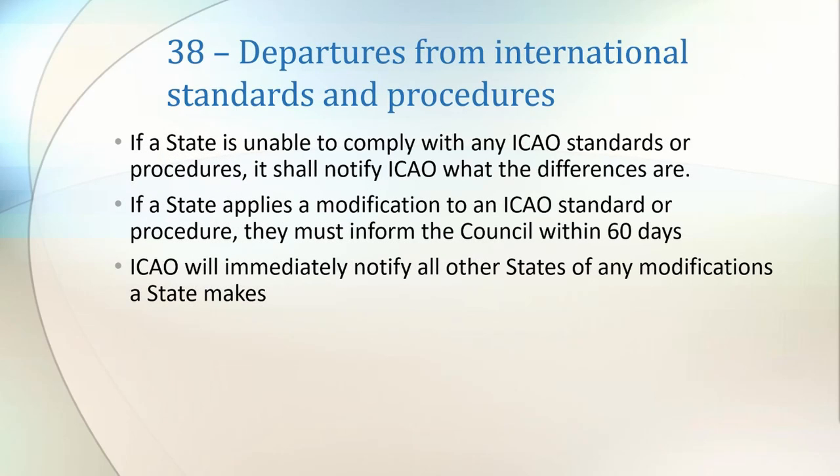Article 38 covers the required actions if a state is unable to comply with one or more ICAO standards. Any state that can't comply with an ICAO standard or procedure shall notify the Council within 60 days of the discrepancy commencing. ICAO will then immediately notify all other states of the nature of the discrepancy.